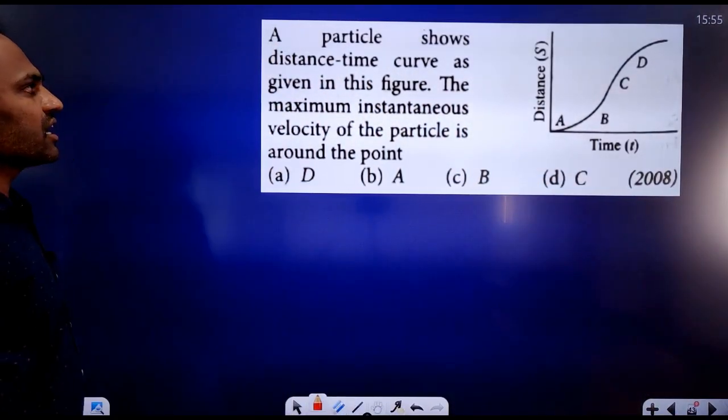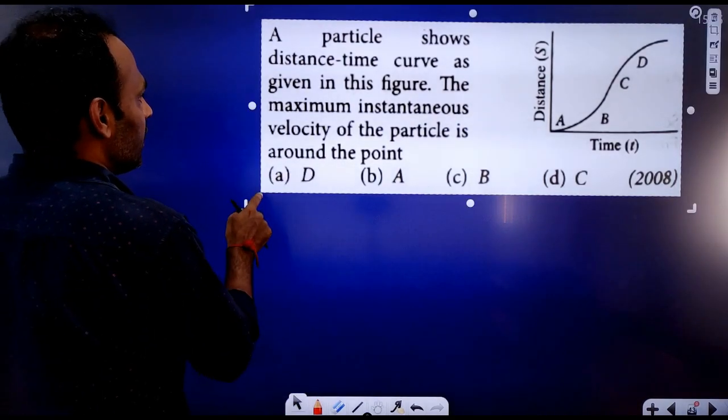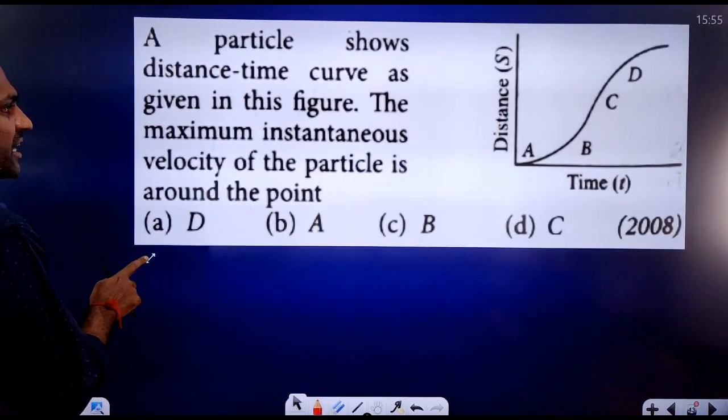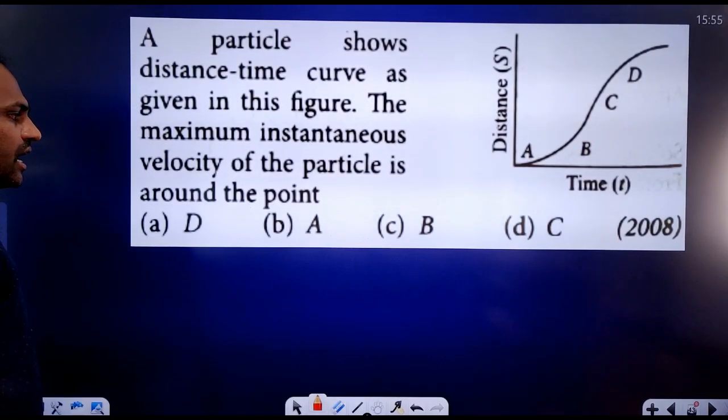See, a particle shows a distance time curve as given in the figure. The maximum instantaneous velocity of the particle is around the point.